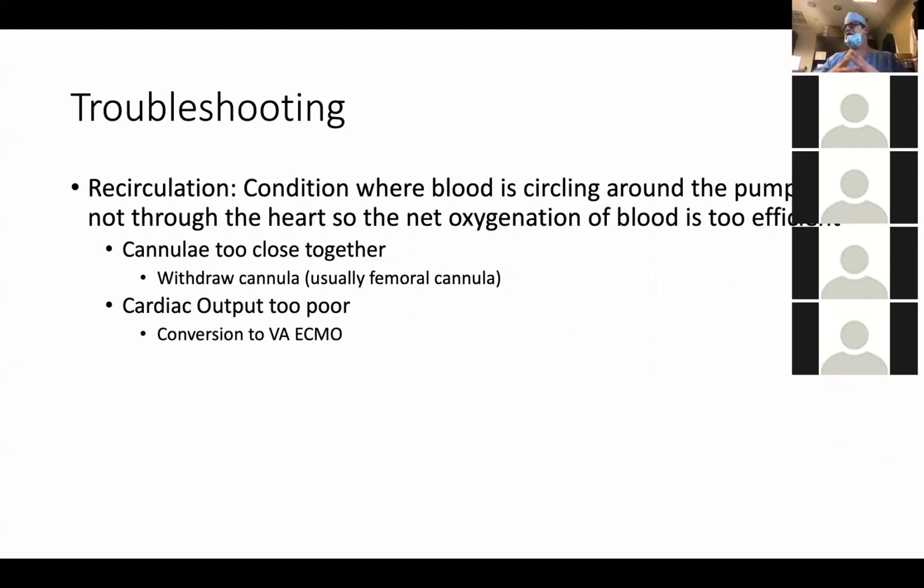Usually it's the femoral cannula. The IJ cannula is only about 16, 18 centimeters long, and most of these patients are men. And as you well know, a 16 centimeter IJ usually does not even reach the right atrium. So usually it's the femoral cannula in too deep. The other phenomenon could be that the cardiac output is too poor. This doesn't often present as hypoxia necessarily, but it can also lead to significant recirculation. And this means that your cardiac output is so low that your ECMO is able to easily oxygenate all the blood, but a large proportion is not going through the heart. And this person needs to be converted to VA ECMO. Again, this has not been seen early on in coronavirus.